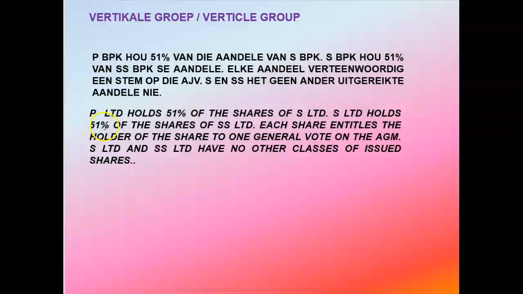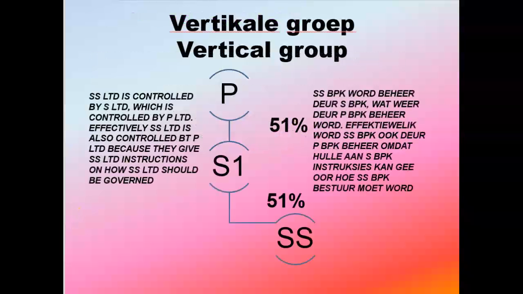P is the parent company of S. S is the parent company of SS. But because P is the parent company of S, P is now the ultimate holding company or parent company. S1 as well as SS will become subsidiaries of P.